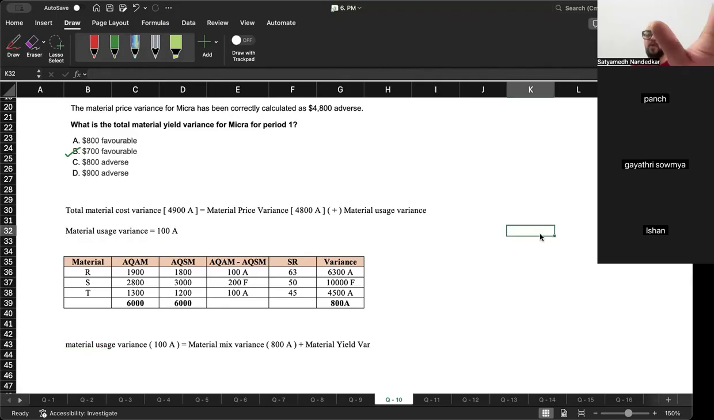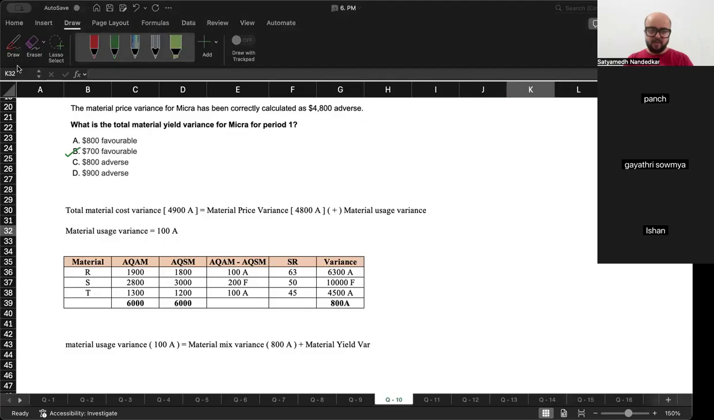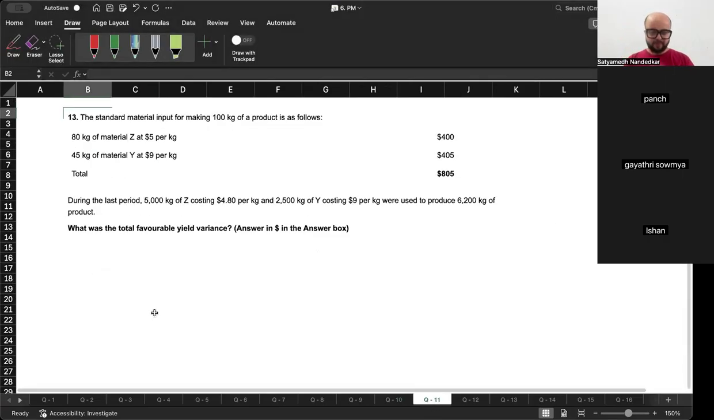I have put a bit of a twist in the question. They could have asked you material mix variance and life would have been easy, but they added two layers of complexity. First of all, they did not ask you material yield variance by giving yield variance data. First usage was given, then they said usage is the total of yield and mix. Then you calculated mix, and on that basis you get the yield variance. Okay. Now if you are reading the question carefully, you will get the answer right.